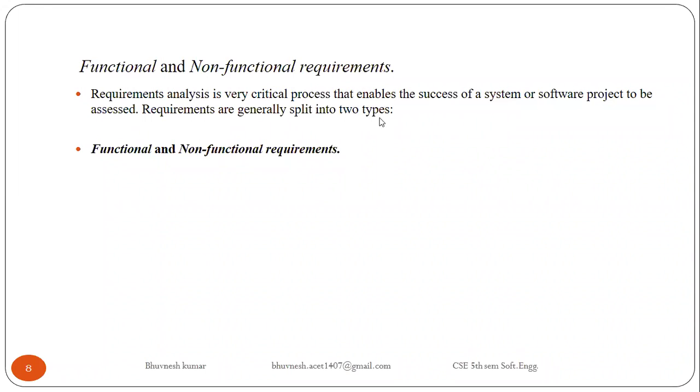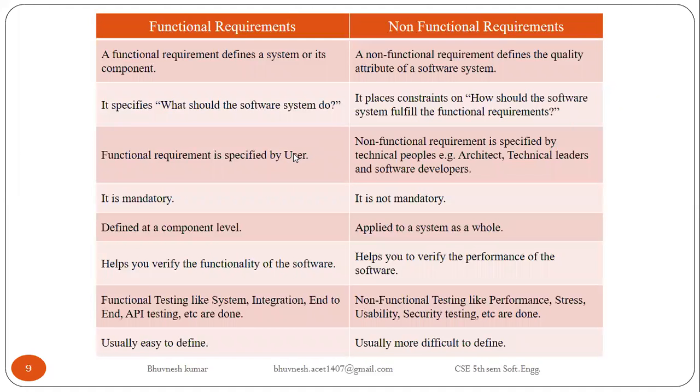Requirements are generally split into two types. The first one is functional requirements, and the second one is non-functional requirements. There is a difference between functional and non-functional. What are the differences? In functional requirements, the first point is that a functional requirement defines the system or its component. If you have a proper concept or analysis, then there should be functional requirements also. What does this mean? The functional requirement defines a system or its component.